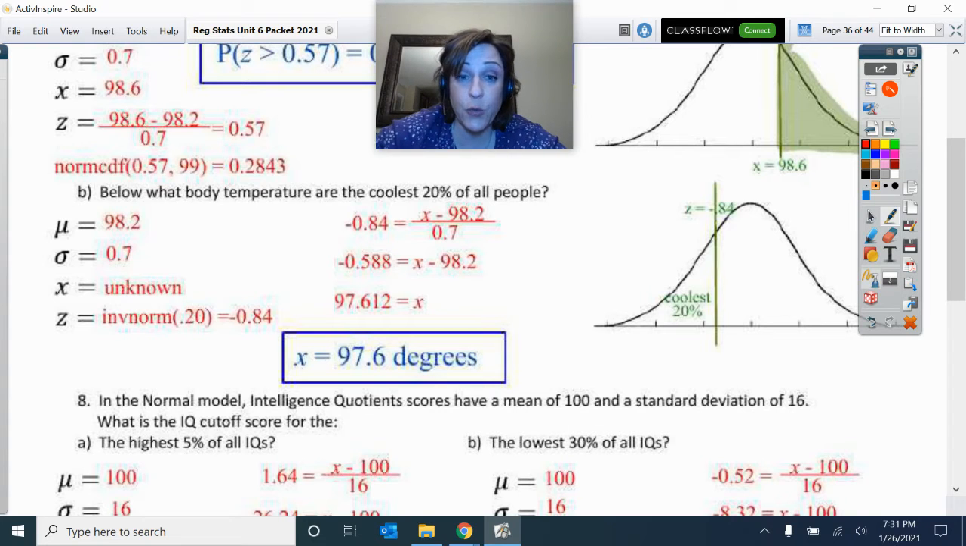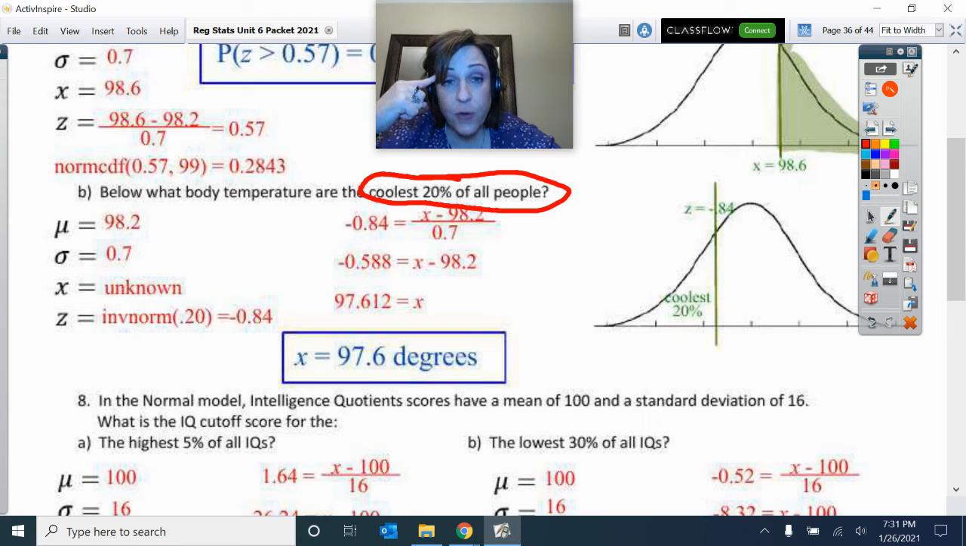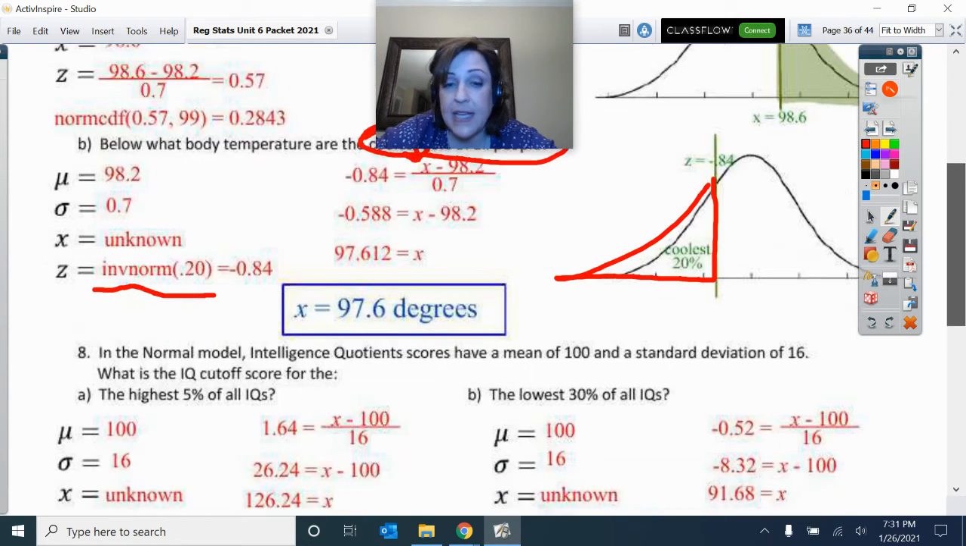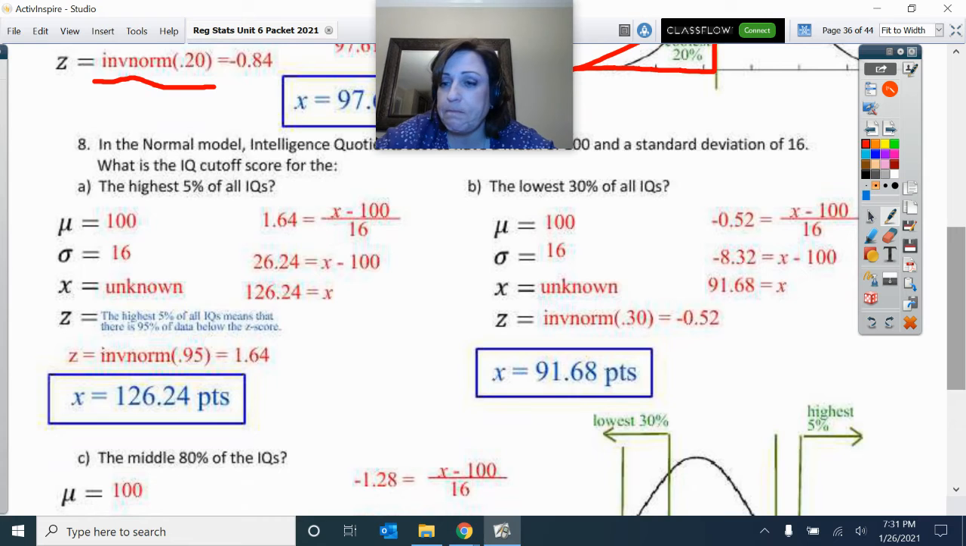Next, we have the coolest 20% of people. So you could tell from that language that 20% is the lower area. So that 20% inverse norm of the 0.20 is a negative 0.84. And then we do the algebra to solve for the x at that location, 97.6 degrees.